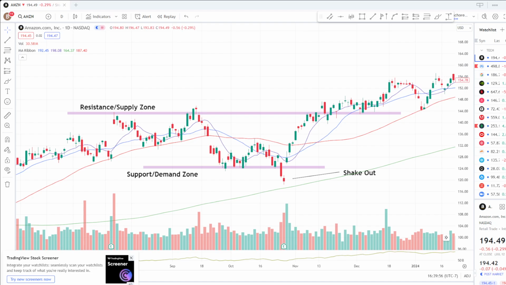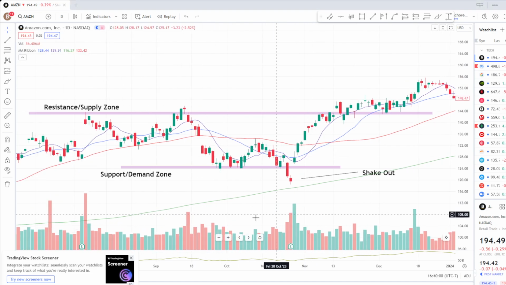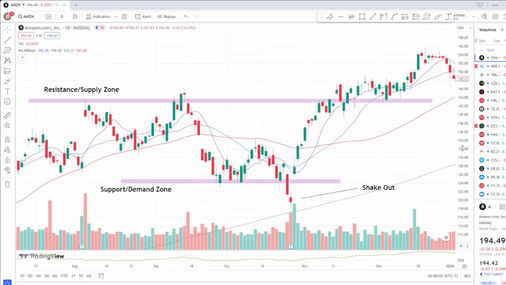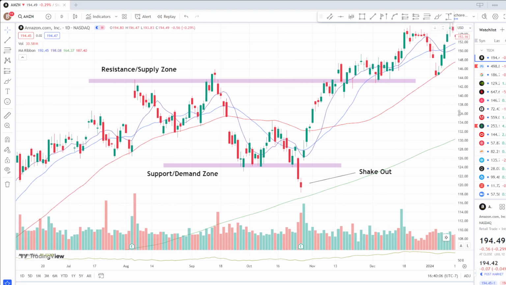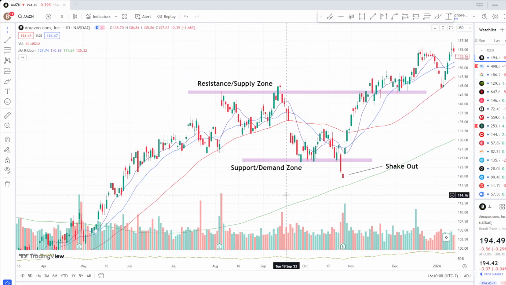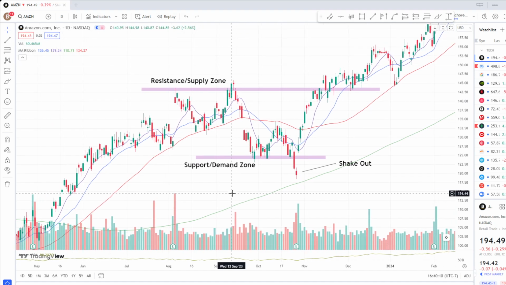Let's take a look at some examples here to go over this strategy. Again, it's a very simple strategy, but it's highly effective. This strategy works best for swing trading, which is basically holding positions overnight, multiple days, can be up to weeks, months.